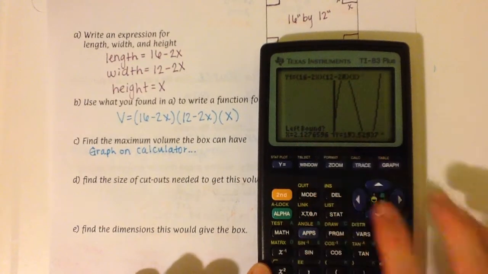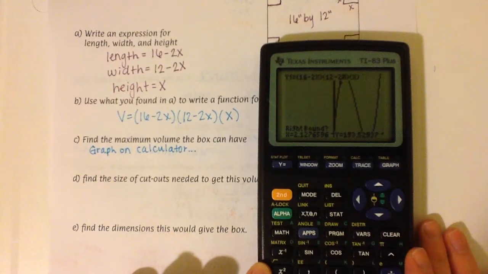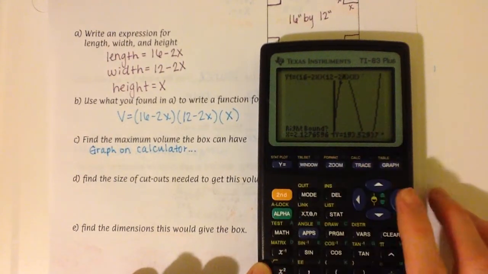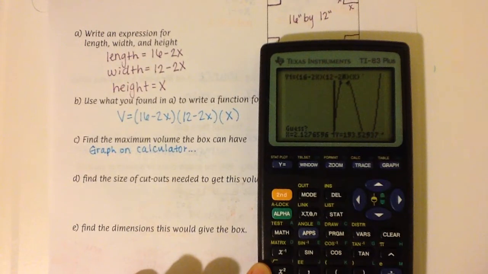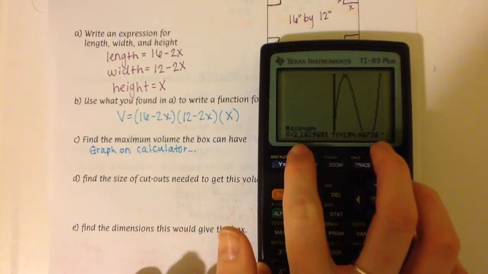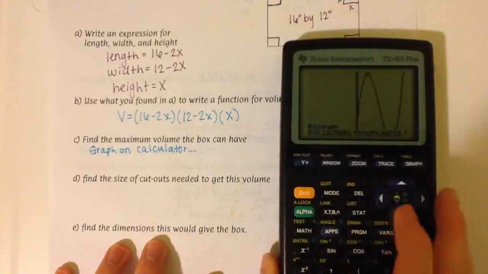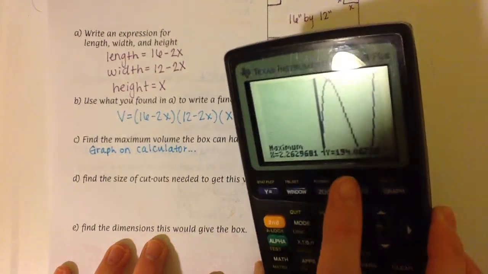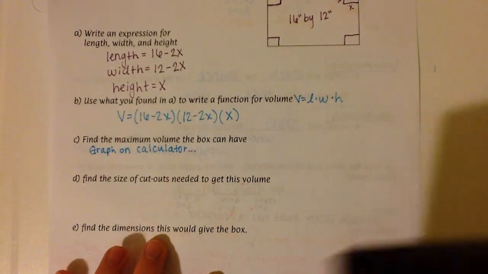So now it says left bound. So hit left a couple times and hit enter and go back to where you were. Now it says right bound. So hit right a couple times, enter, go back to where you were. Now it says guess. So we're going to hit enter. So it says our max is at, if we round to the nearest hundredth, 2.26 and 194.06. Well, the 7 we rounded up to a 7.